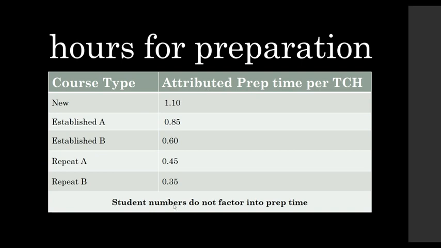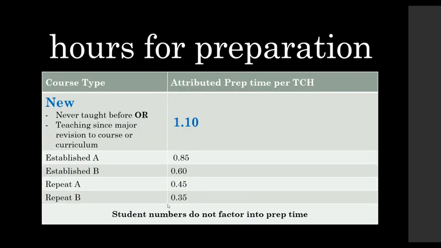The number of students does not factor into the prep time, which makes sense because whether you have 2 students in a class or 20 or 200, you're essentially preparing the same materials for presenting regardless of the number of students in the class. So the highest attribution is associated with a new prep type. And this is fairly simple to understand, at least the first part of it. A course is new to you if you have never taught it before, which makes sense. And in that case, you'll be given 1.1 hours per teaching contact hour for that course.